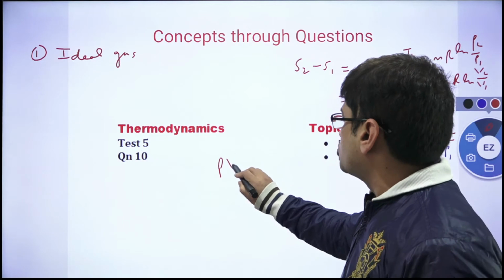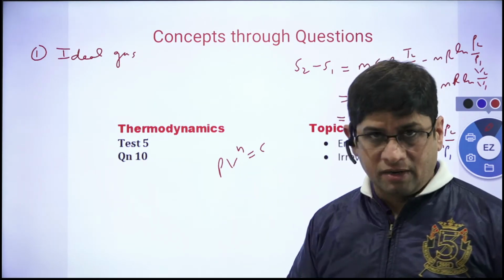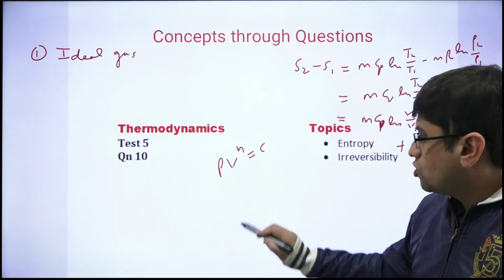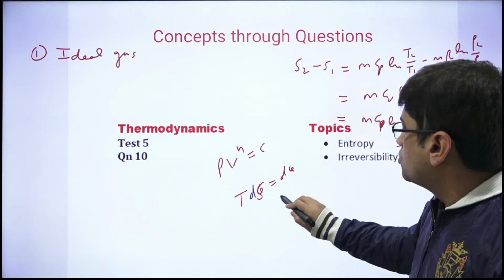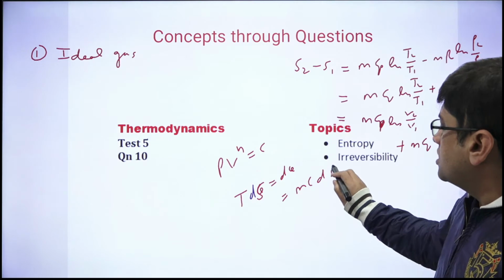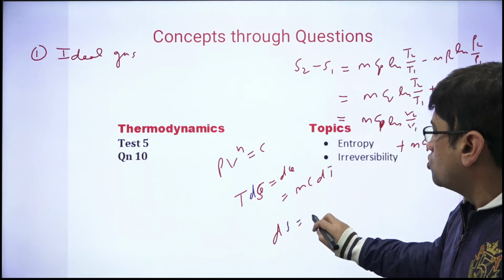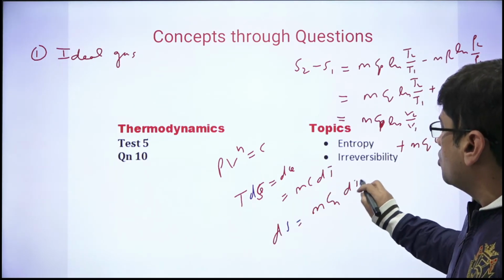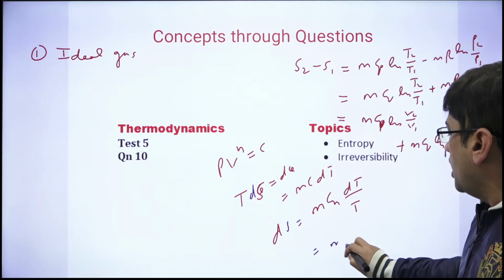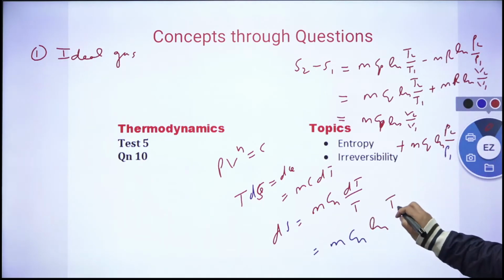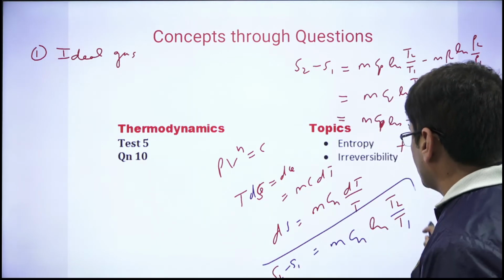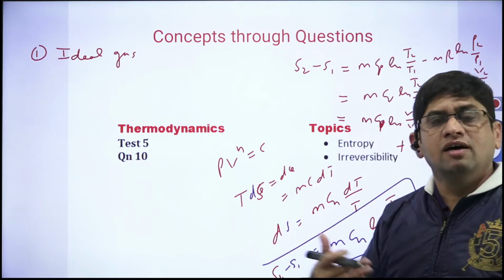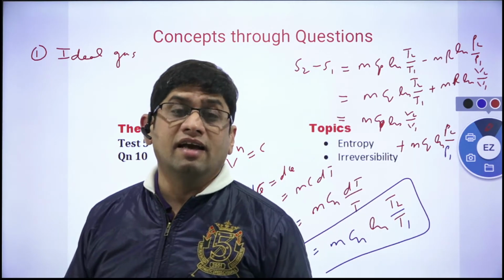If PV raised to power n is equal to constant is given for ideal gas, then TdS is equal to dq, which is equal to mc dt. You understand this way? So ds is equal to mcn dt over t, so mcn log of t2 by t1. So S2 minus S1 for any polytropic process is calculated like this. That is another formula for ideal gas.